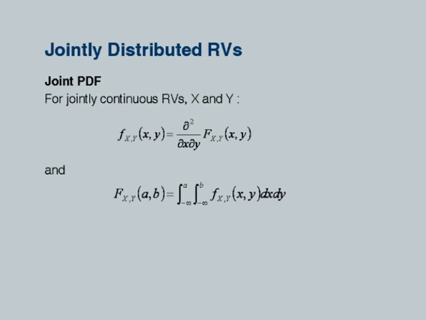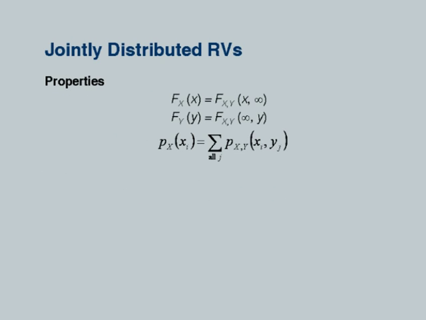And you can inversely obtain the joint CDF of the random variables x and y. You can evaluate that at x equal to a and y equal to b by doing an integration. And what is the limit of integration? Integrate from minus infinity to a for x, minus infinity to b for y. I think I should have changed this order, it should be dy dx.